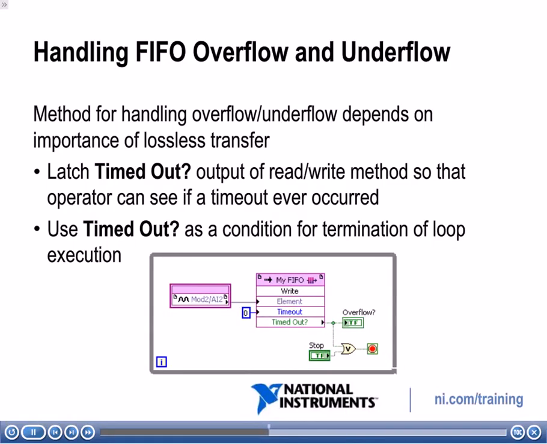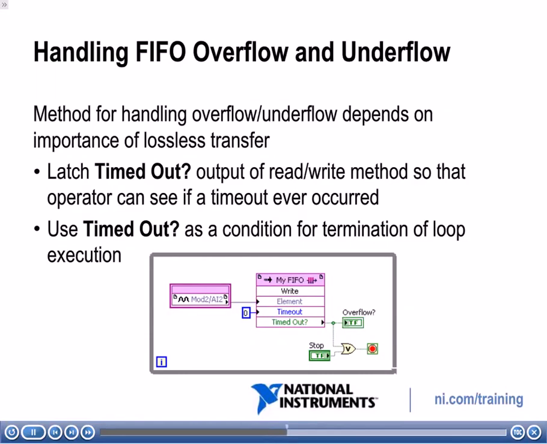At the same time, we see that it branches down and it also stops the loop. So as soon as that overflow condition occurs in this particular VI, we can be alerted that an overflow occurred, and we're also stopping the VI because we know that we're getting some data loss and we need to go fix something, okay?